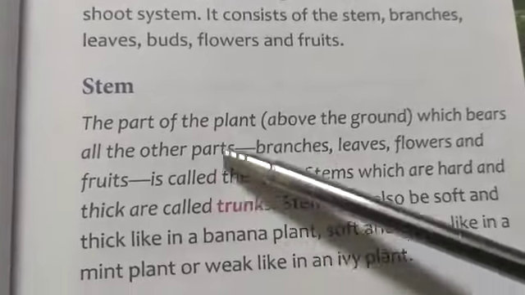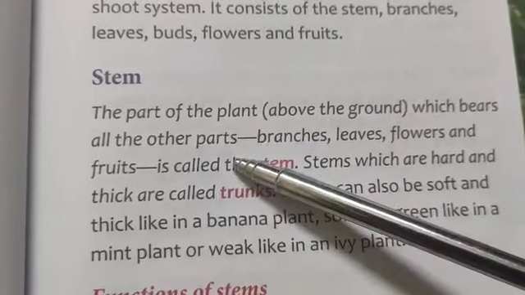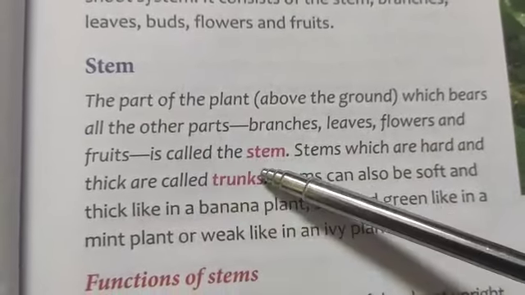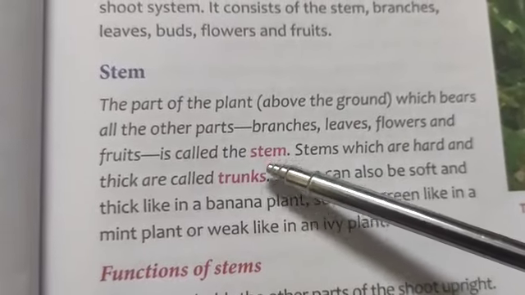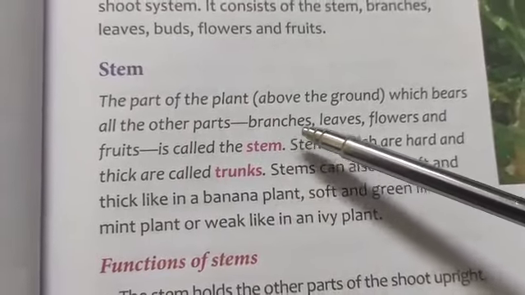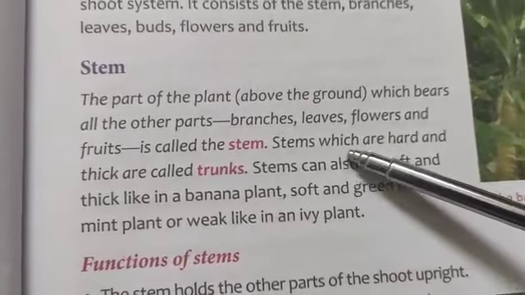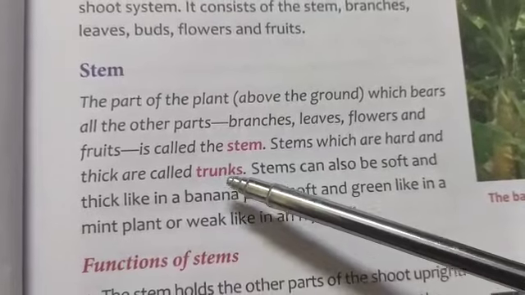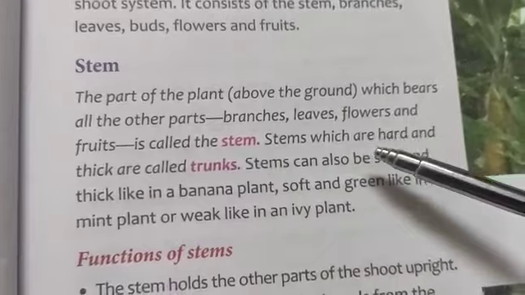Stem. The part of the plant above the ground which bears all the other parts, branches, leaves, flowers and fruits, is called the stem. So what is the stem? It is that part of the plant which bears all the other parts of the plant. What are they? Branches, leaves, flowers and fruits. Stems which are hard and thick are called trunk. Big trees, you have seen the stems are very hard and thick.